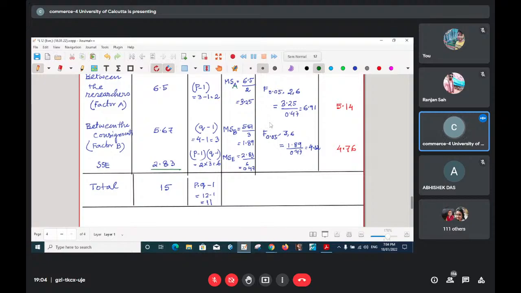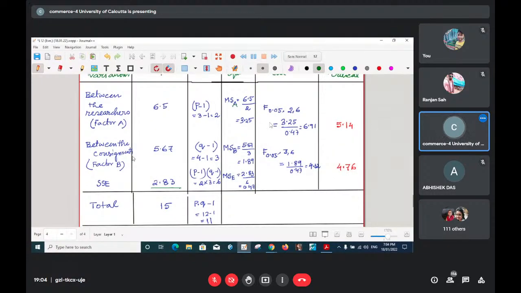Now SSE is also important in this case because this is two-way classified data. Last day we did not consider the second factor B, so you got only one F statistic, but today you will get two F statistics. So how is MSE calculated? It is SSE divided by the degrees of freedom of SSE, that is P minus 1 into Q minus 1. I am getting 0.47.